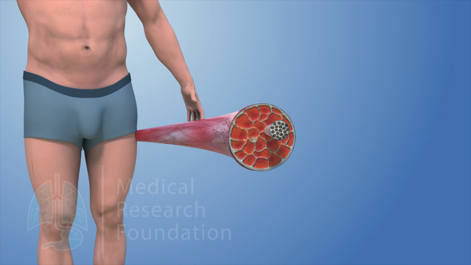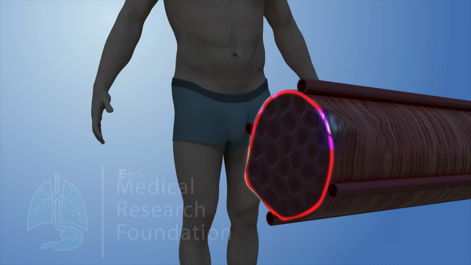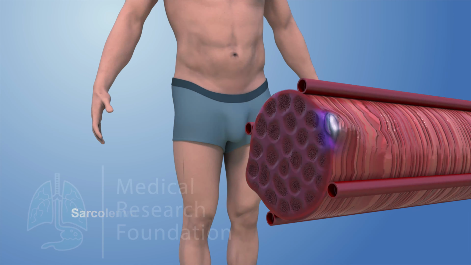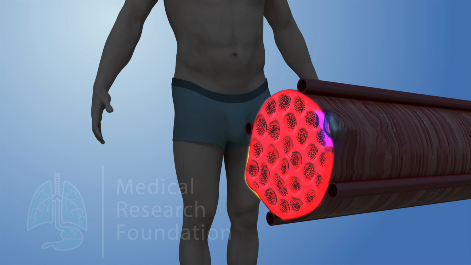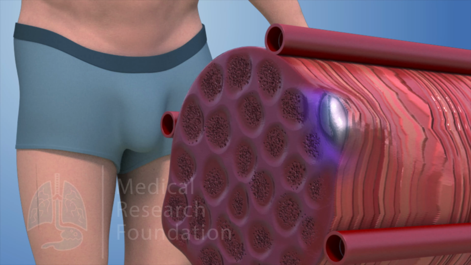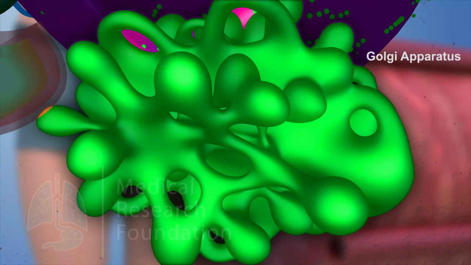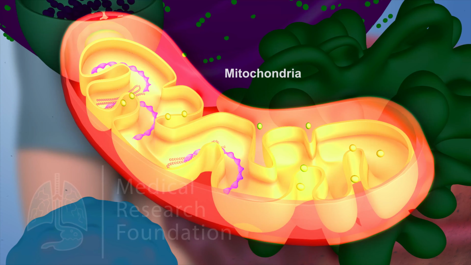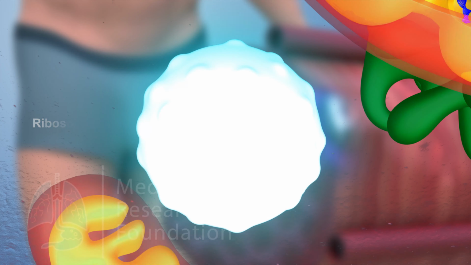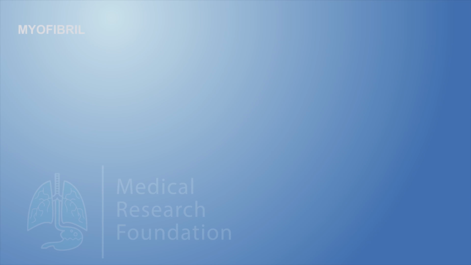Each muscle fiber is enclosed by a cell membrane called plasma membrane that lies beneath the endomysium. It is also called sarcolemma. The cytoplasm of the muscle is known as sarcoplasm. And the structures embedded within the sarcoplasm are nuclei, myofibril, Golgi apparatus, mitochondria, ribosomes, and sarcoplasmic reticulum.